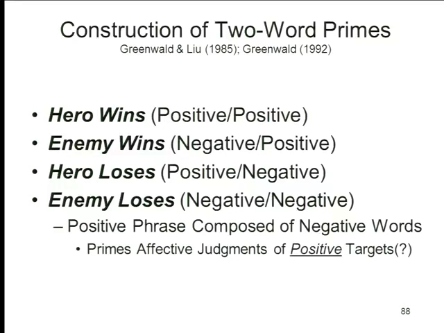So you can see how this happens. If you take two positive words like hero wins, well, that's a good thing, okay? Heroes winning, right? If you take a phrase like enemy wins, which consists of a negative word, enemy, paired with a positive word, winning, that's also a negative thing. Hero loses, that is a positive word paired with a negative word, and that's a negative thing. But the nice thing about this one is enemy loses is a pairing of two negatively toned words that has positive affective connotations. It's a good thing when enemies lose, okay?